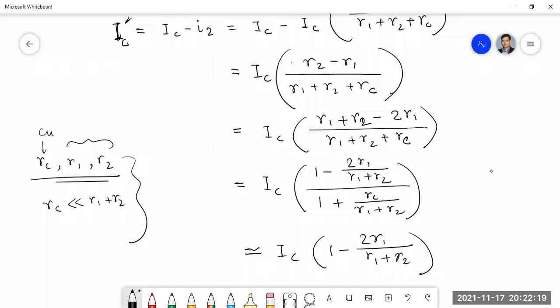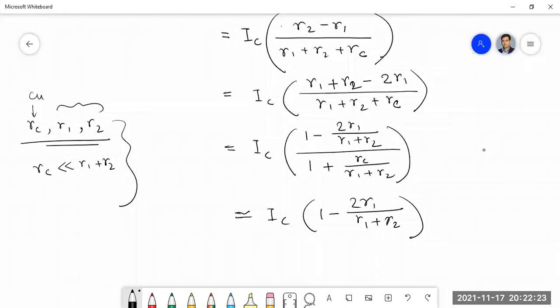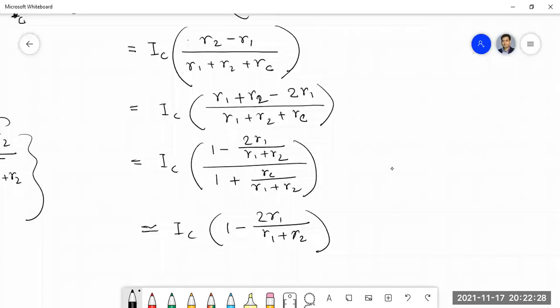Or any doubt you have, let me know. কি বুঝতে পেরেছো এটা কেন নেগলেক্ট করলাম? Yes, sir.